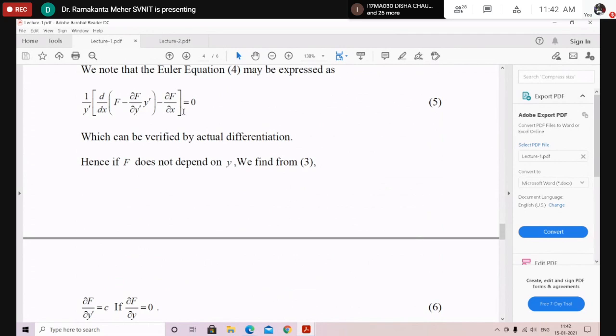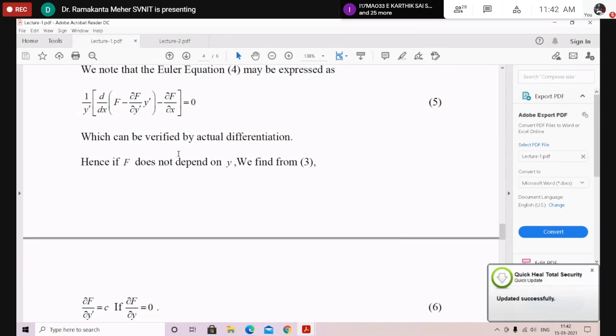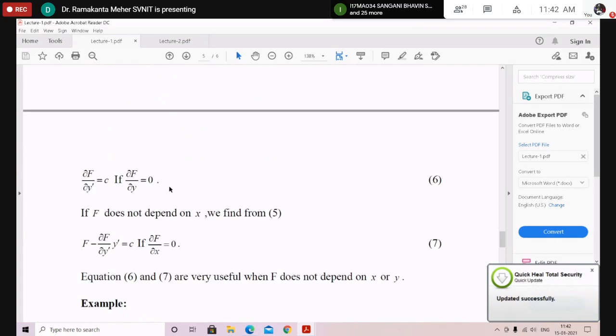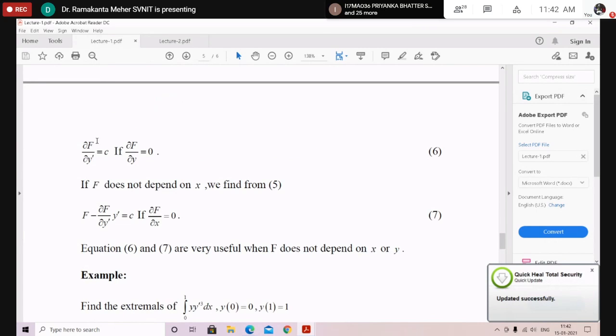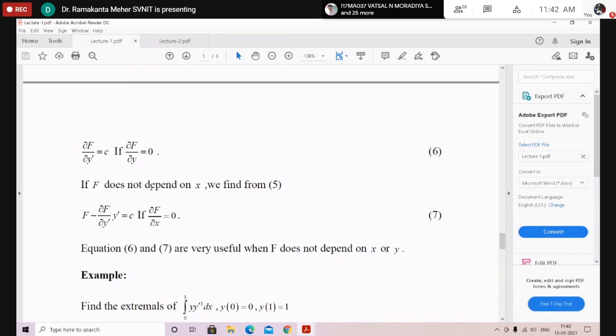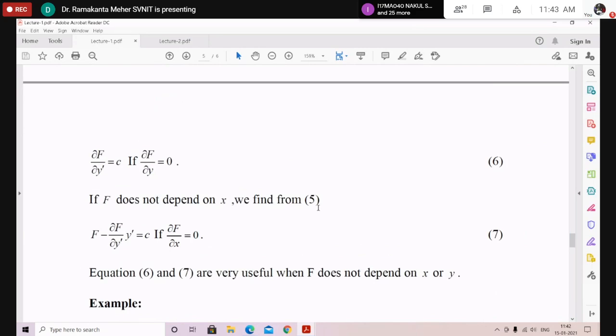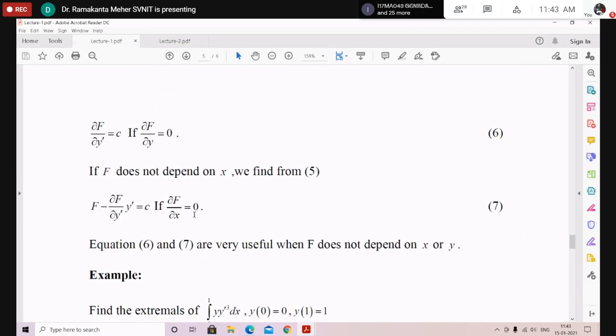If f is independent of x, then we can set up the Euler equation: f minus del f by del y dash into y dash equal to c. And if f is independent of y, then we can set up the Euler equation from equation 3, that is del f by del y dash equal to c. Up to this we discussed in the last class.